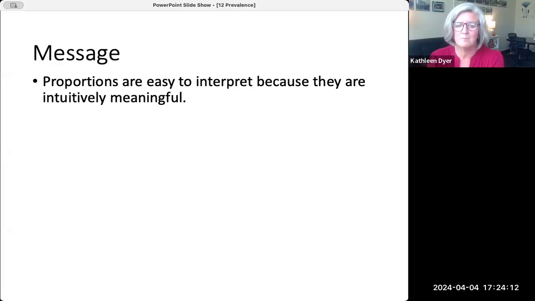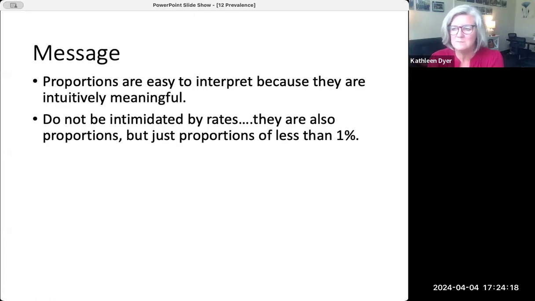So here are my overall messages about proportions and rates. Proportions are easy to interpret because they are intuitively meaningful. So no one really has a problem with that. Please do not be intimidated by rates. They are really just proportions, but proportions of things that are less than 1%. So it doesn't make sense to put them in the percent format, but they are essentially the same thing. It's a number of people it happened to out of a number of possible people.